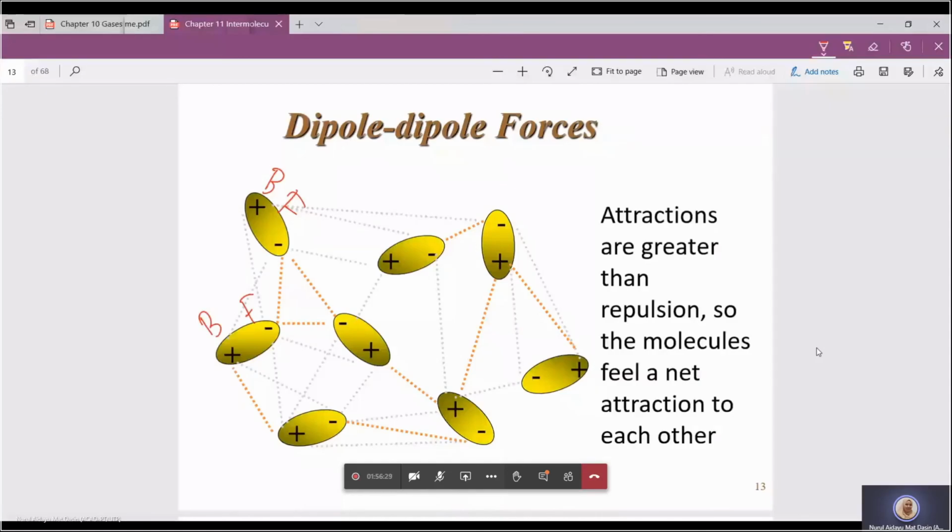So in dipole-dipole, they have the attractions as well as the repulsions. Attractions are greater than repulsions. So the partial positive attracts the partial negative more than partial negative repels partial negative, or partial positive repels partial positive. Repulsions are between positive and positive, or negative and negative, but attractions are between positive and negative. Right? Female and male, they have attractions.